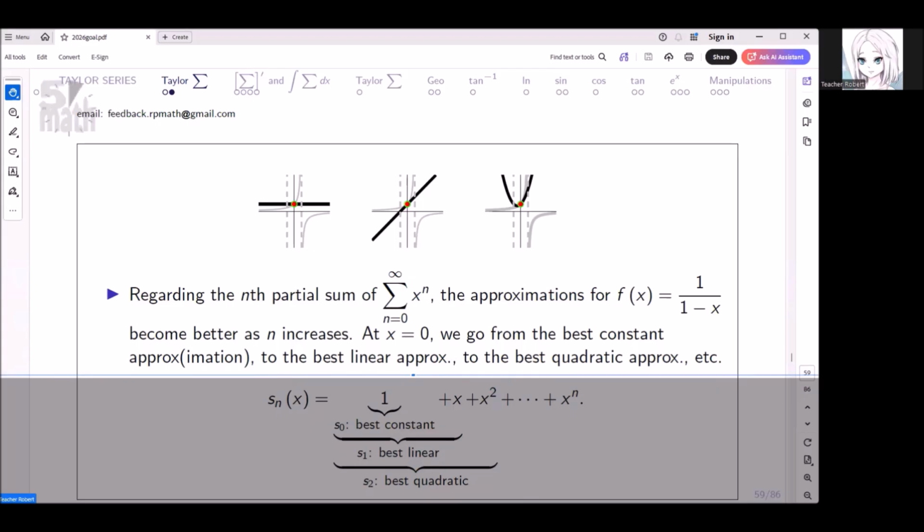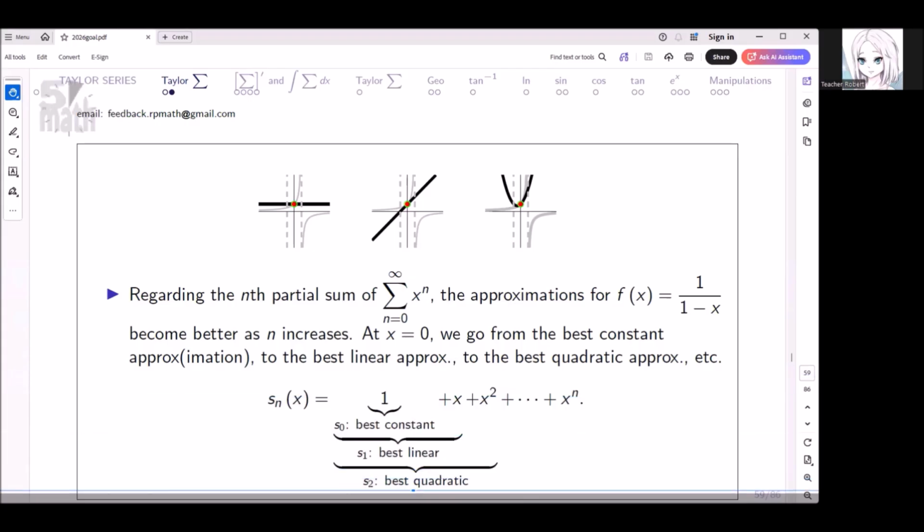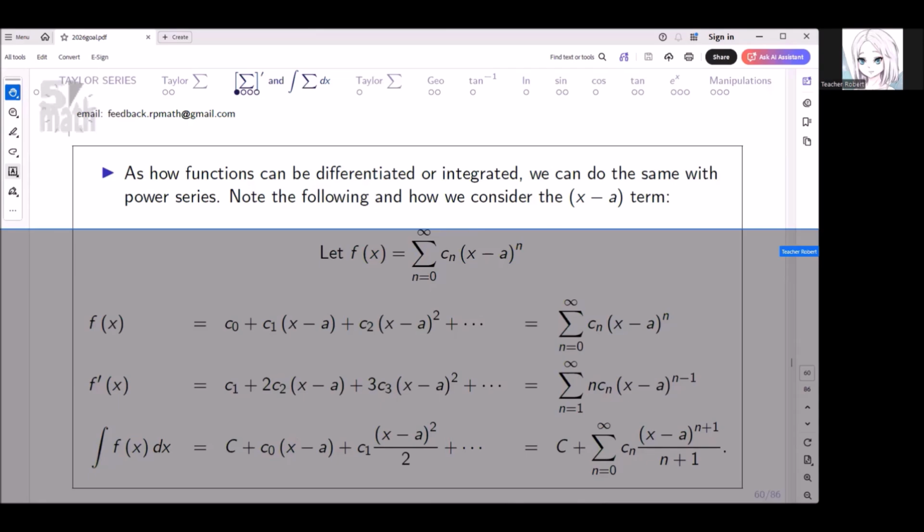At x equals 0, we go from the best constant approximation to the best linear approximation to the best quadratic approximation, and so on. And we have the following. As how functions can be differentiated or integrated, we can do the same with power series. Note the following and how we consider the x minus a term.